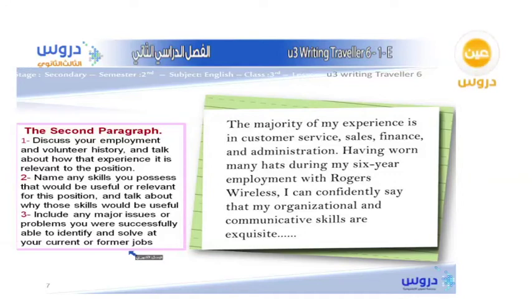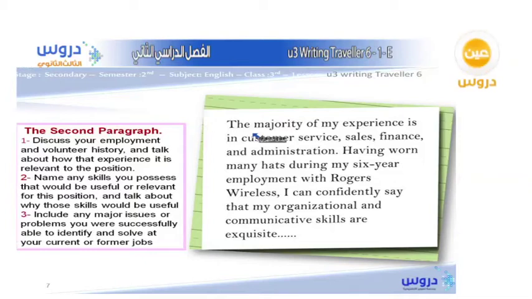All right, I'm going to read for you, Hissa, and then we need to match as we did in the previous slide. The majority of my experience is in customer service, sales, finance, and administration, having worn many hats during my 6-year employment with Rogers Wireless. I can confidently say that my organizational and communicative skills are excellent. Okay? So we need to match now.